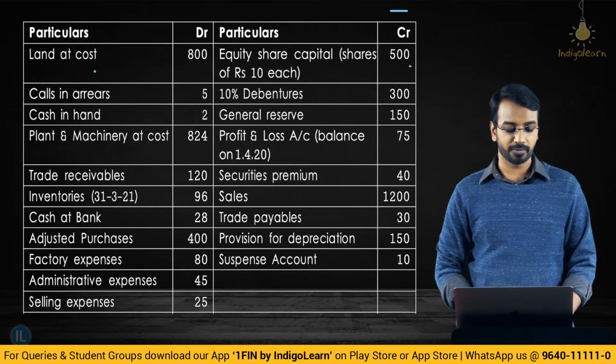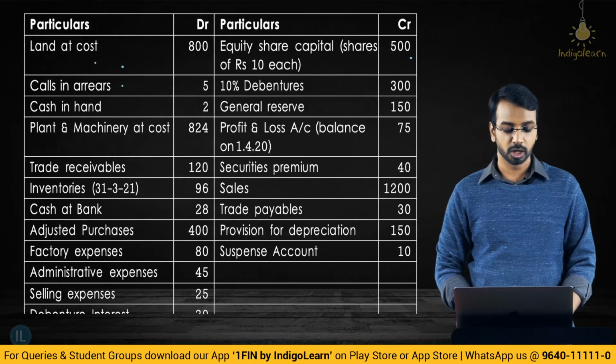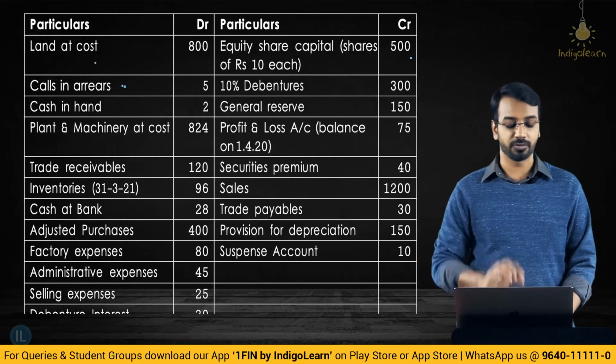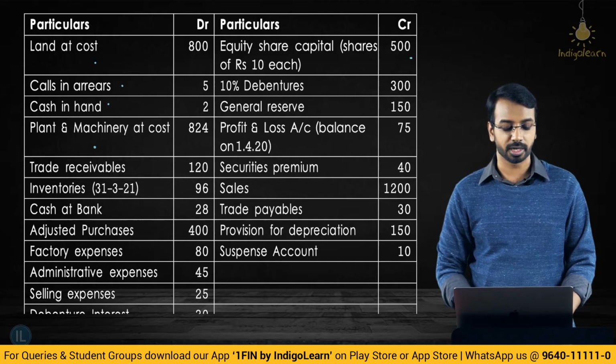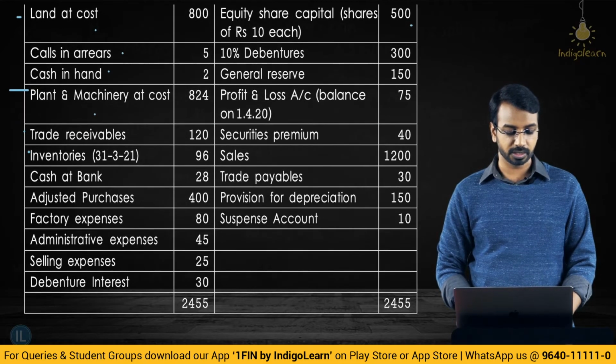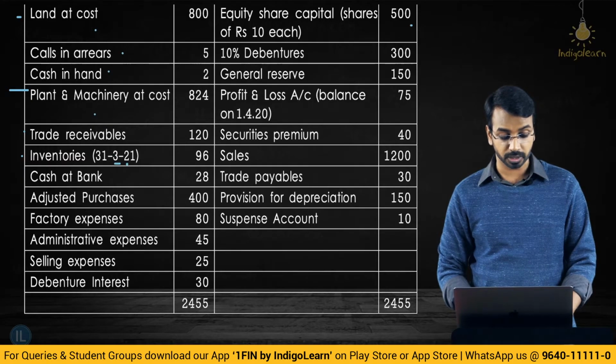If you look at the particulars, you have land at cost, a fixed asset, then you have calls in arrears. Calls in arrears will have an impact on your equity share capital. Then cash in hand, plant and machinery at cost, which is a property, plant and equipment item. Then you have trade receivables, and inventories as on 31st of March of 21.